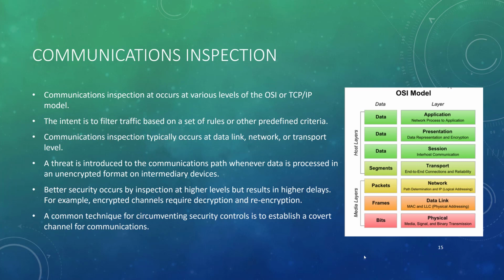Typically, this is going to be done in the lower levels because it's faster. So you're looking down there across the actual media. You're looking at the network traffic where packets are being routed, and then you're looking at the end-to-end connections at the transport layer to move things along. A vulnerability exists when something is processed at these levels where the data is in unencrypted format, and then a threat can take advantage of that. You can do it at higher levels, but it's going to slow things down. And with network traffic, you typically don't want to do this. For communications inspection, often you're looking for covert channels that are out there.